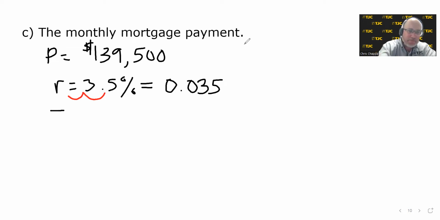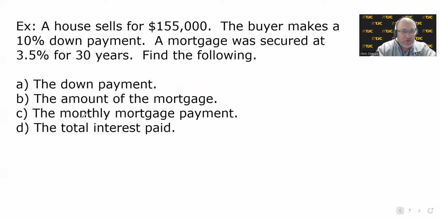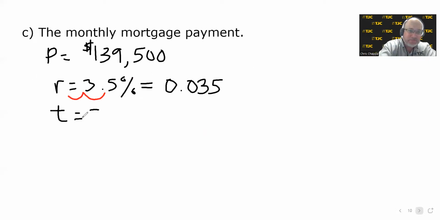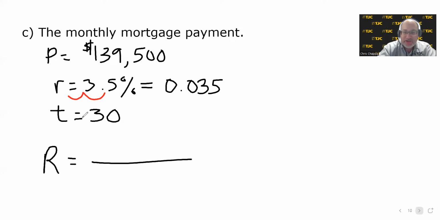In our term, T is the number of years that we're going to pay this mortgage out. And that was, I believe, 30 years. Yes, 30 years. If we were using the periodic payment formula, we would also need N equals 12. But our monthly mortgage payment formula already has the 12 inside of it. All right, so let's substitute the values.